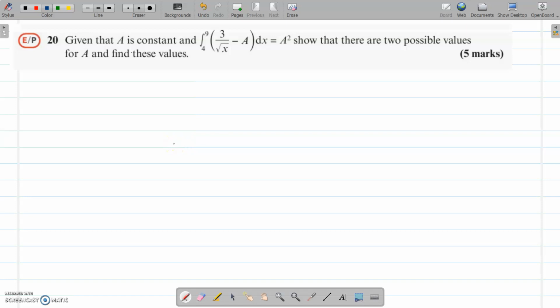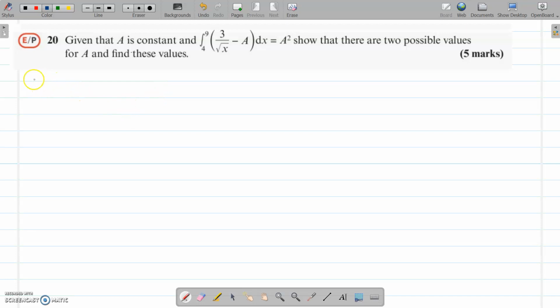Okay, welcome. This is the Year 1 AS textbook. It's chapter 13, mixed exercise, question 20 on integration. Now this is a slightly unusual problem because it's a bit more algebraic than some, but it's nevertheless quite straightforward. So we have to find the possible values of a given that this integration is equal to a squared.